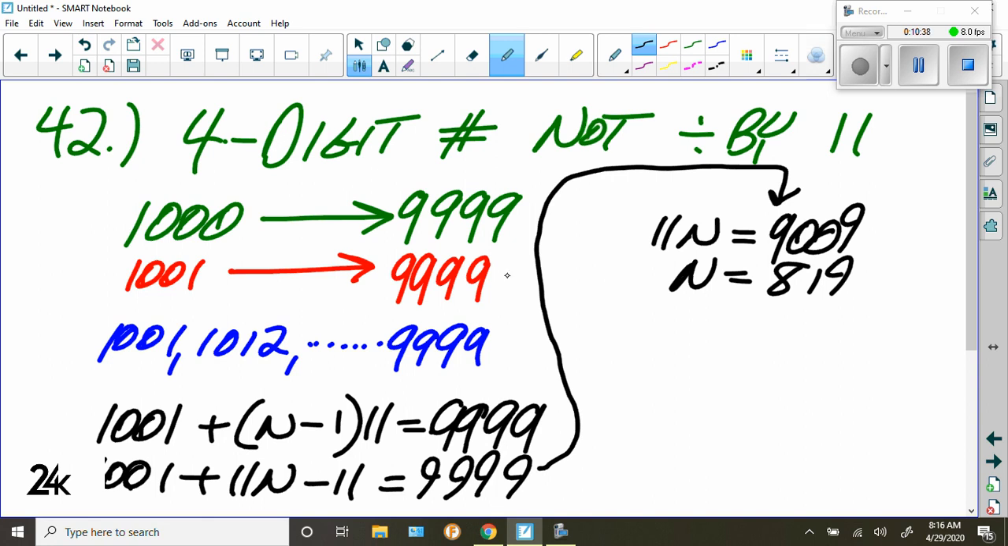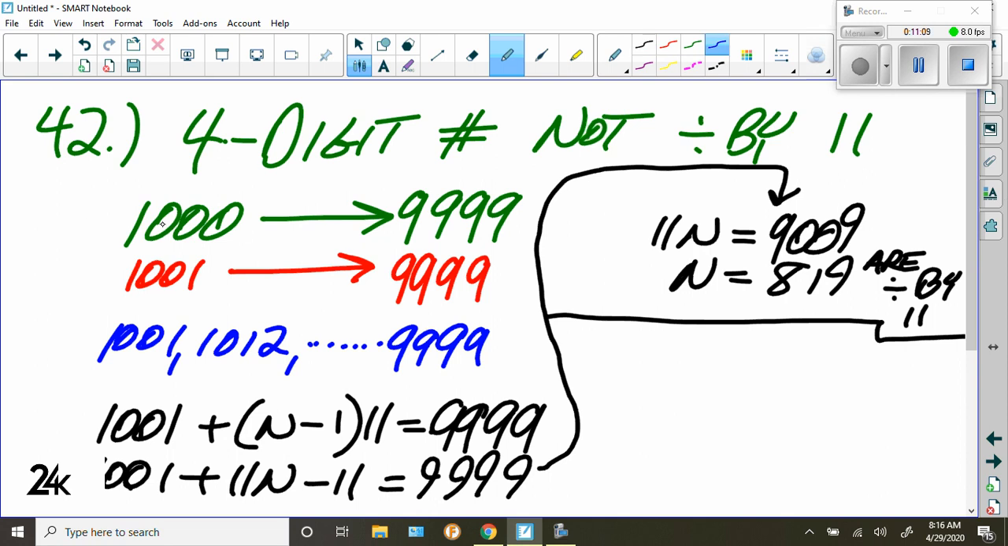Okay, now here comes the tricky part. So that's how many are divisible by 11. But this question says how many aren't? So if I knew how many four-digit numbers there were, I could just subtract 819 and get the right answer, okay? And this is a big common mistake that people do. They say, well, that's easy. It goes from 1,000 to 9,999. I'm just going to subtract those, and I'm going to say that there's 8,999 terms, and that is incorrect, okay?